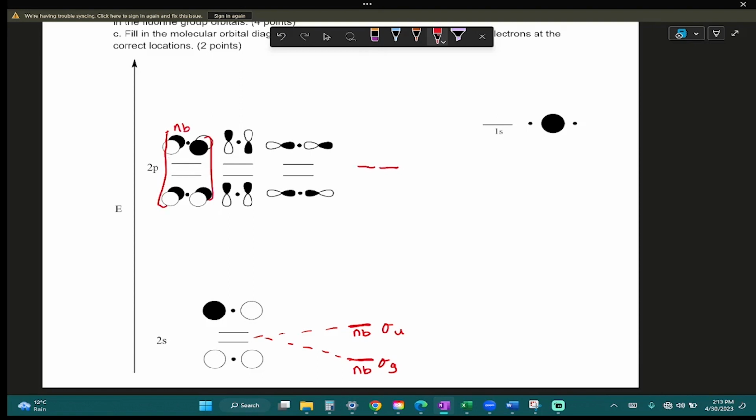Now we go to the next 2. Do you think our hydrogen atom is going to interact with these 2? Are they aligned on the same axis? No, it's not. So these 2 are also non-bonding orbitals.